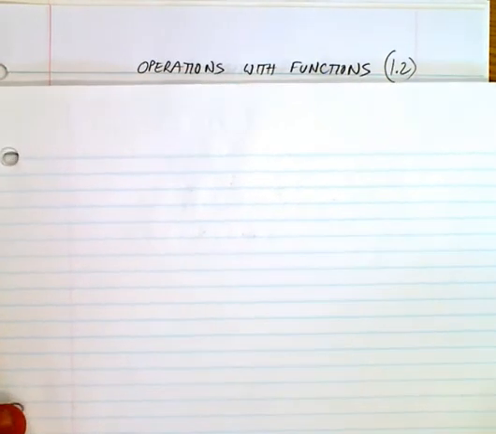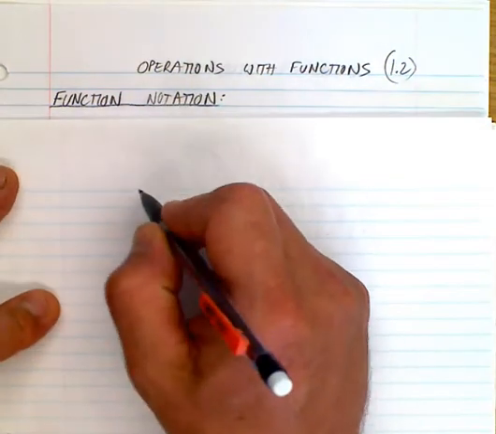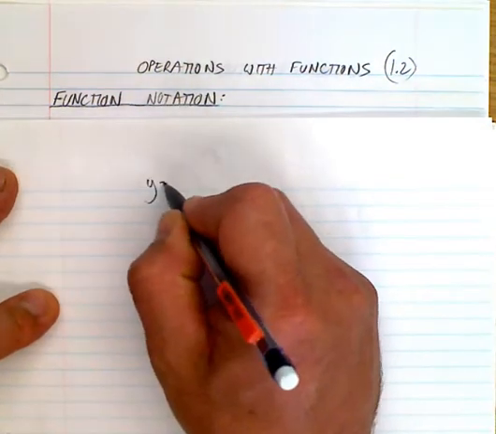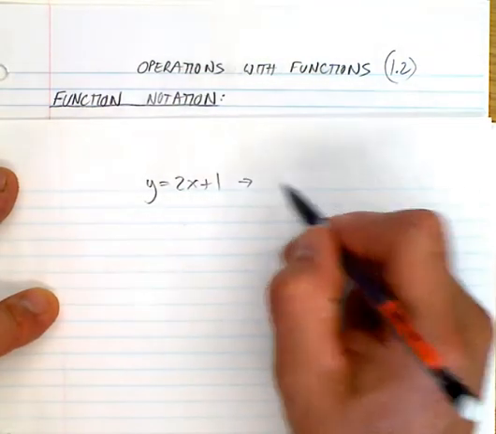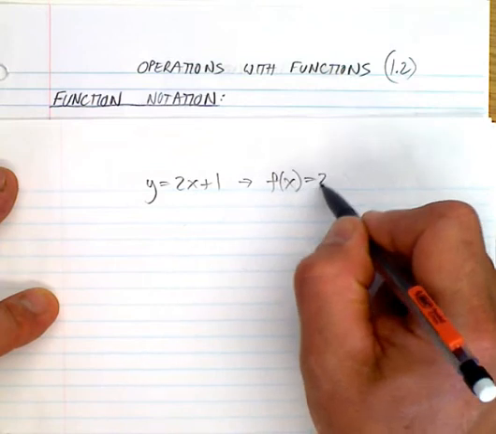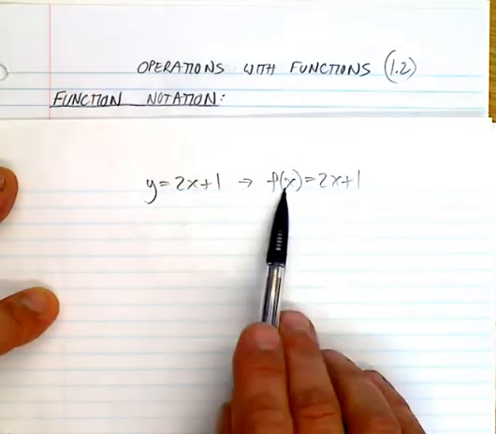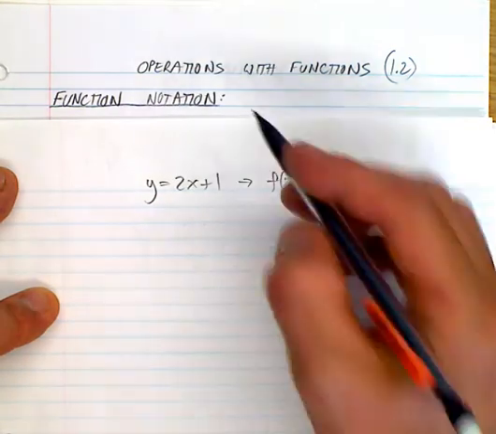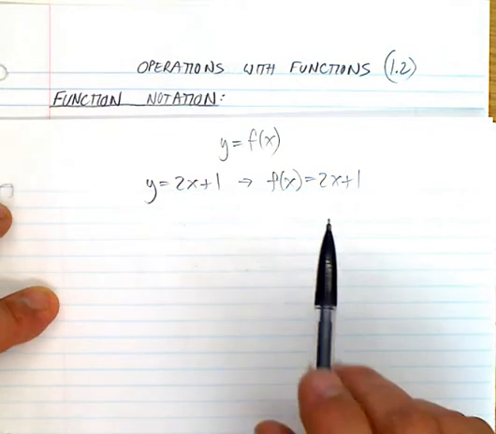Before we continue here, we need to look at what function notation actually is. You've seen equations that look like this, say y equals 2x plus 1. Hopefully you remember that we can rewrite this as f of x is equal to 2x plus 1. We basically replace y with f of x. These are interchangeable. We can essentially say that y is equal to f of x. It's just a different type of notation.